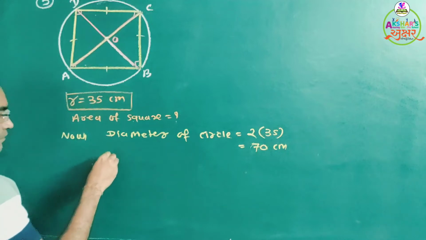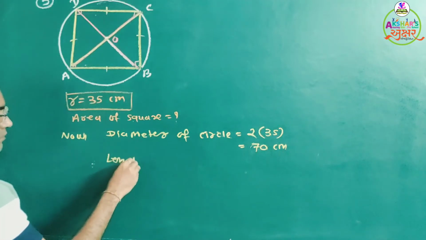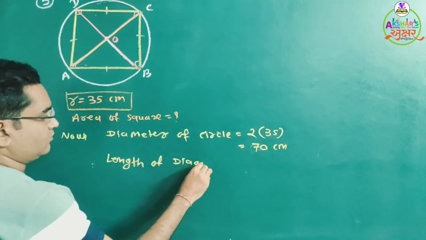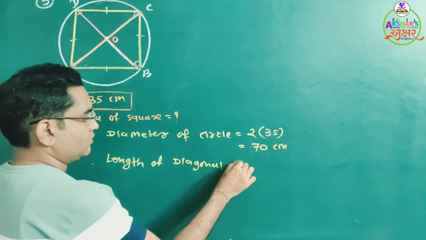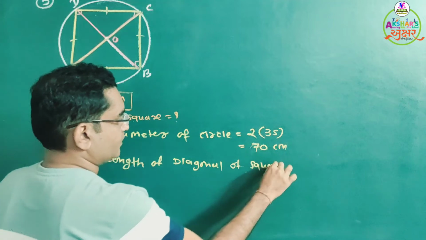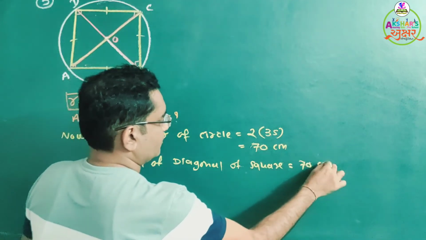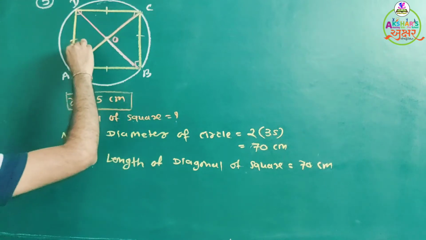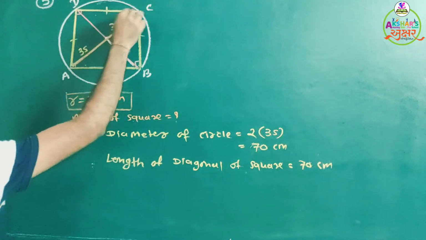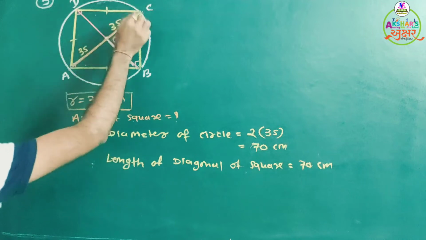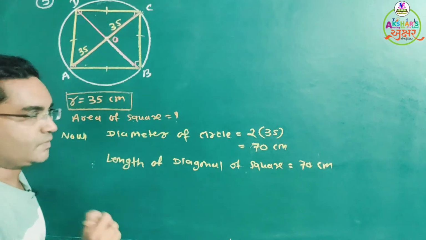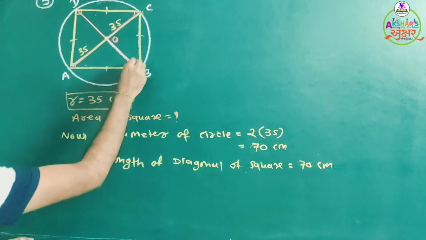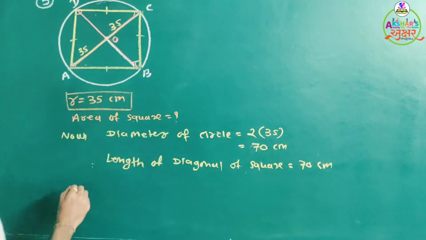Therefore we can say length of diagonal of square is equal to 70 सेंटीमीटर. डन. अगर ये रेडियस 35 सेंटीमीटर है तो ये लेंथ ऑफ डायगोनल पूरी 70 सेंटीमीटर होगी कि नहीं होगी? यस. डन. नाउ दिस इज स्क्वायर, दिस इज राइट एंगल. कैन वी अप्लाई पाइथागोरस थ्योरम?